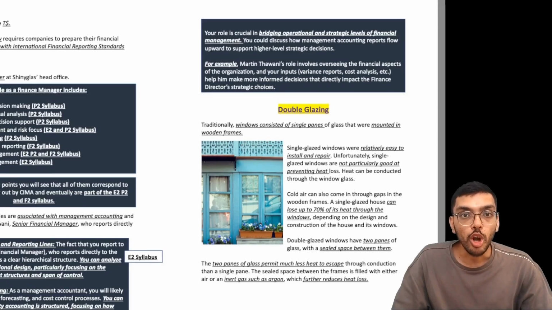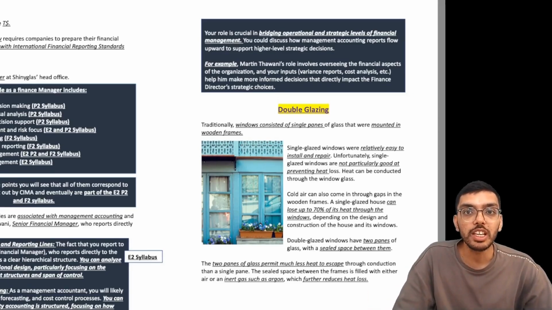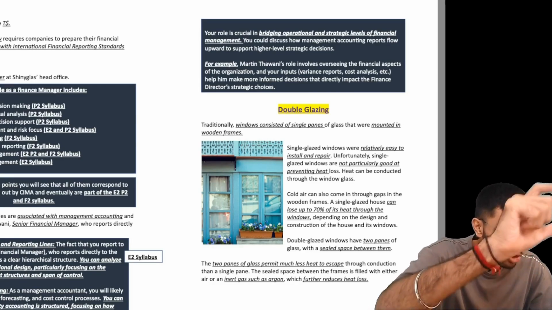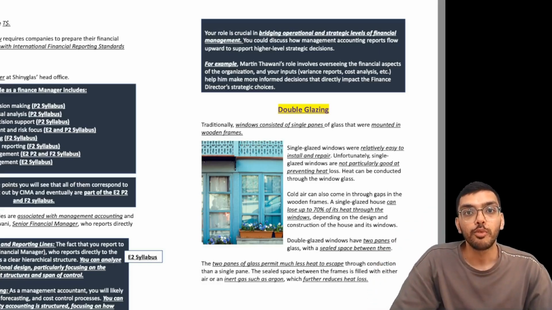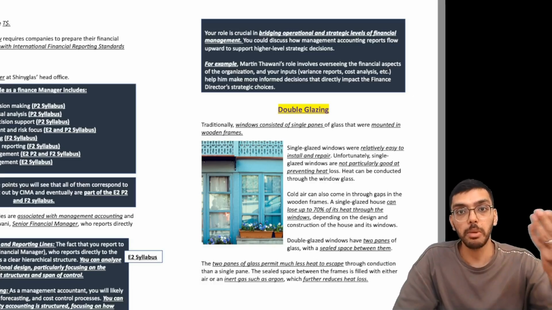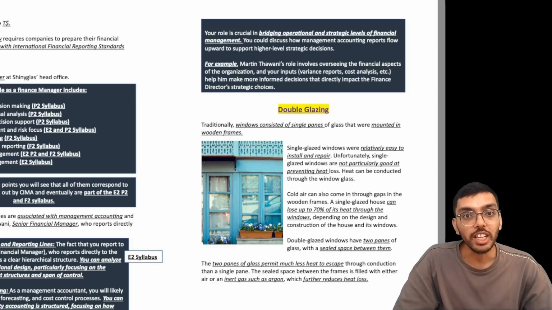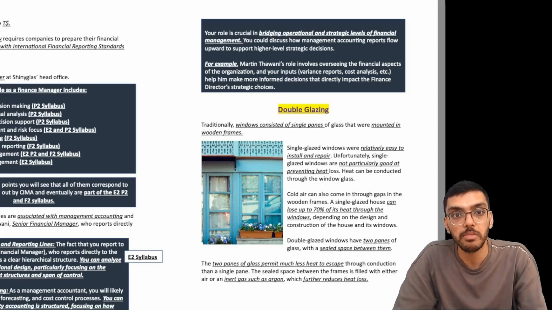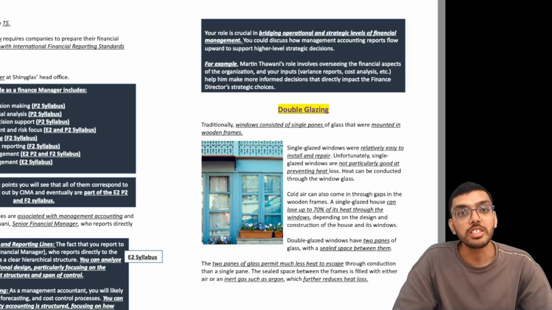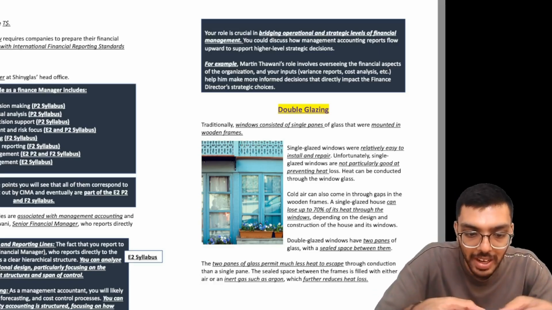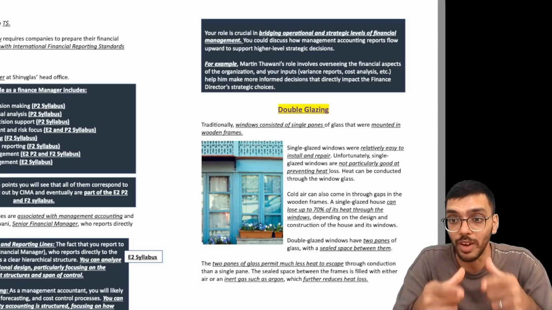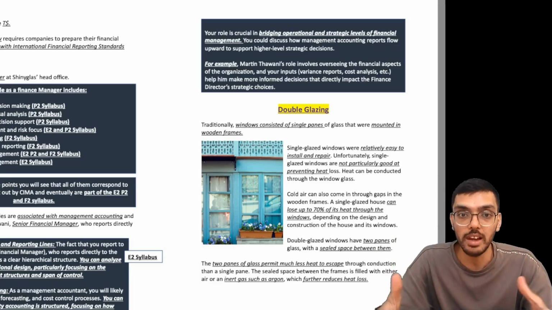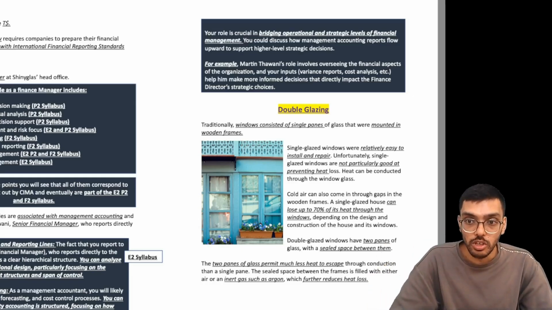Let's move on. Your role is crucial in bridging operational and strategic level tasks. You are the bridge between the operational level and the strategic level. So, for example, Martin Thwani's role, who is above you, involves overseeing the financial aspects of the organization, and your inputs, your ideas that you give him, help him make better informed decisions. So you are the thread between the lower level and the top level of the organization. So your role is vital. If you don't suggest well, it could be to the detriment of the organization.